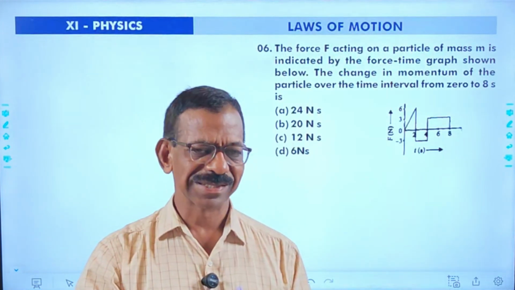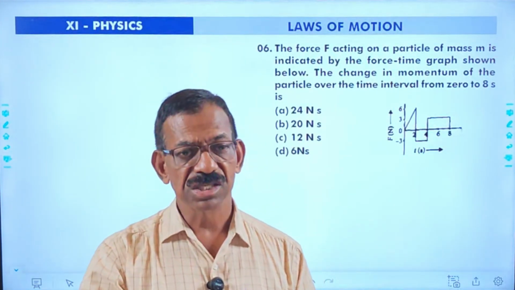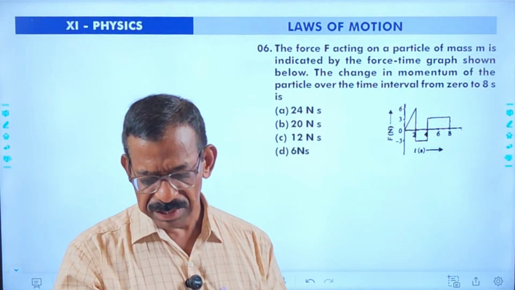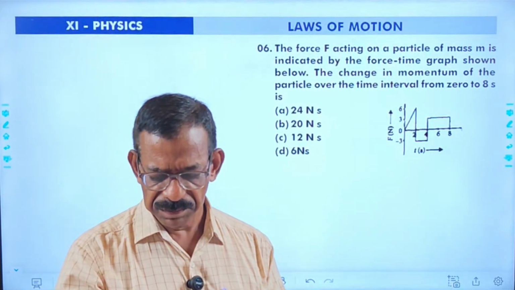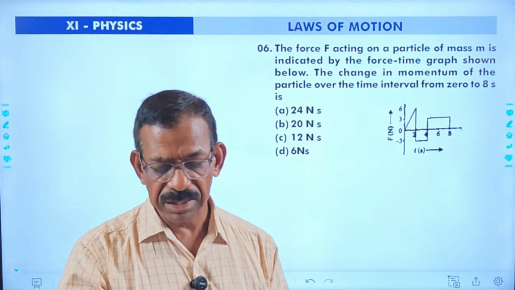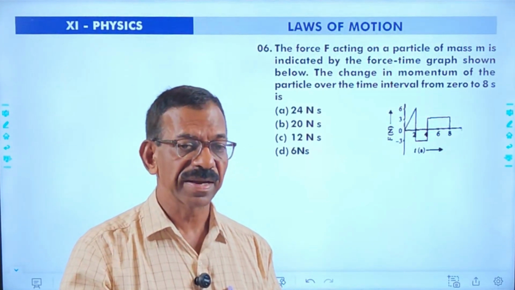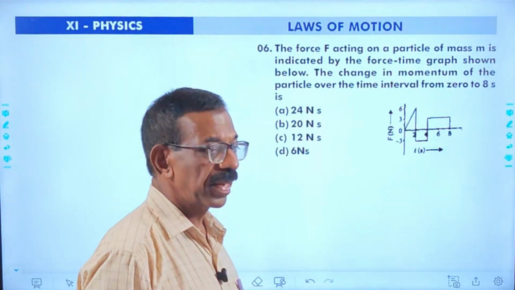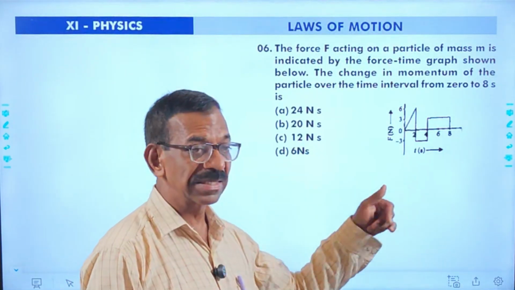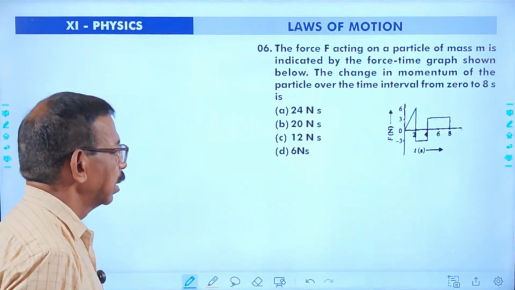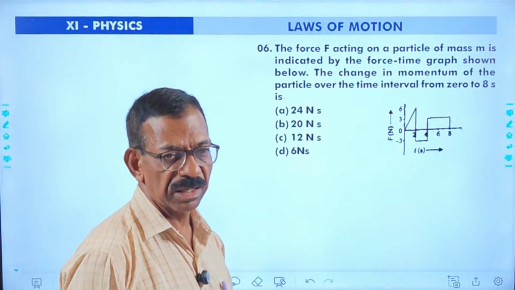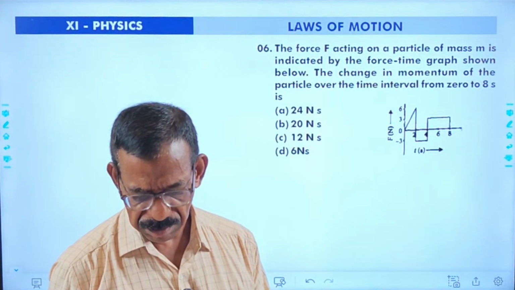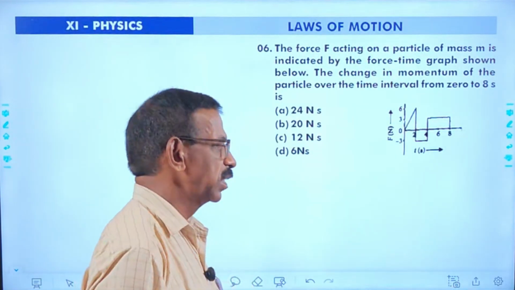Now there is question number 6. It's a question related to some graph. The question is, force acting on a particle is given by a graph. We have to calculate momentum during 0 to 8 seconds. Here, on the y-axis it is force and along the x-axis it is time. We know that impulse equals change in momentum, so we have to calculate the change in momentum.